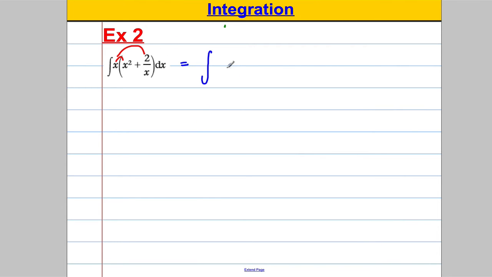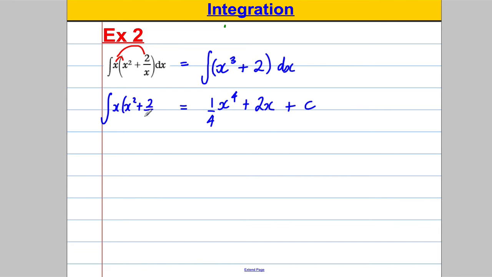We're expanding the bracket. X times x squared is x cubed. X times 2 over x is just plus 2, right? Put the brackets around it, write the dx. Now we're ready to integrate. So drop the integral sign, add 1 to the power, so x to the power of 4, divide by the 4, there's a hidden 1 there, so do 1 over 4. Any number integrates to that number times x, so this is just going to be plus 2x plus constant. And therefore the integral of x times x squared plus 2 over x with respect to x is equal to this here. And we're done.